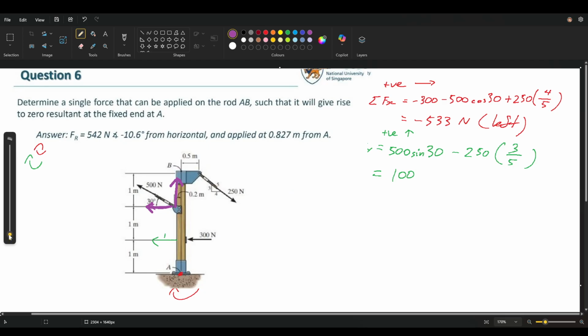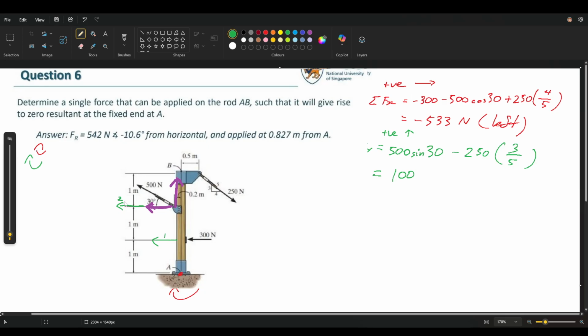About A, the one that's going left is also anti-clockwise. So I'm going to put 2. How about the one going up? Notice how there's a 0.2 meter distance. So that means there is a moment. It's not parallel to A. It is away from A by 0.2 meters. So there is a moment.